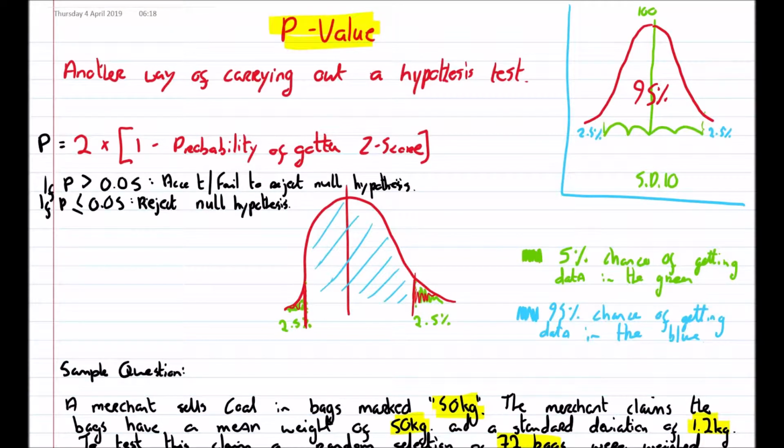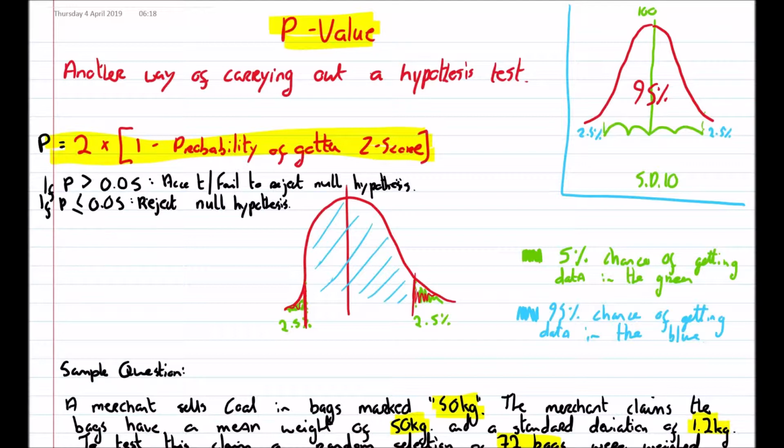Okay, in this video we're going to look at p-values. So it's another way of carrying out a hypothesis test. If we look here, this is how we get our p-value. So the p-value is 1 minus the probability of our gotten z-score, so you have to get a z-score first, take it away from 1, multiplied by 2.